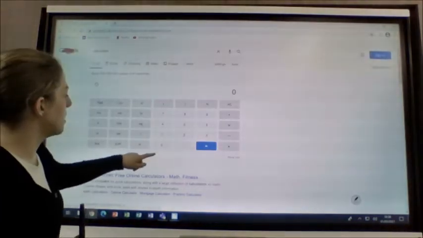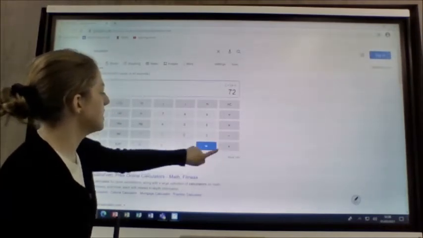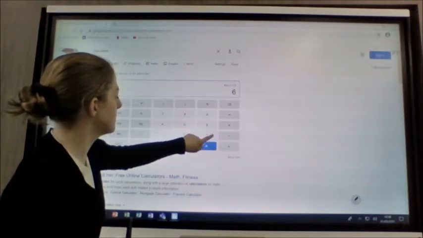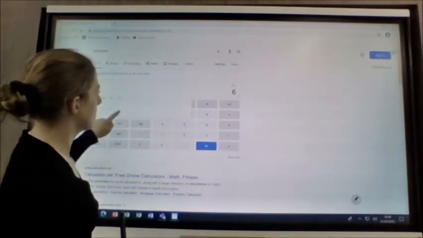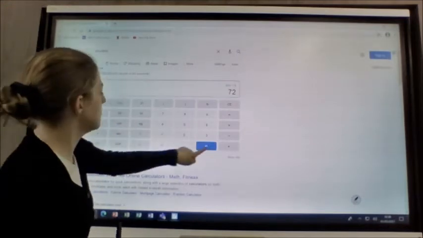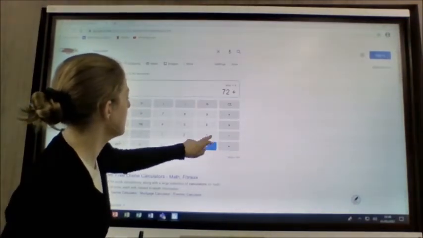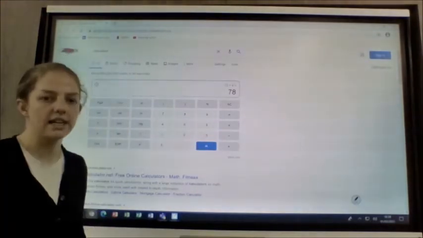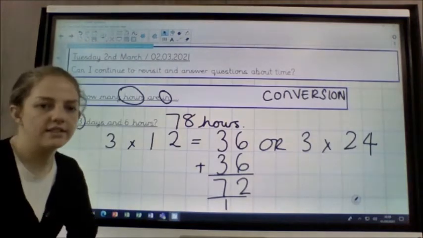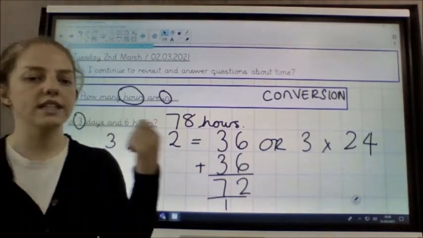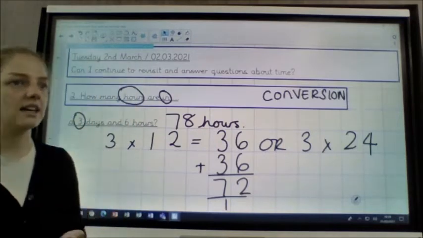Let's see, so 3 times 24 is 72. Add 6 equals 78. So straight away I can see there that my answer of 78 hours is correct. So I've worked it out in my head, and then I've gone on to check my answer is correct.